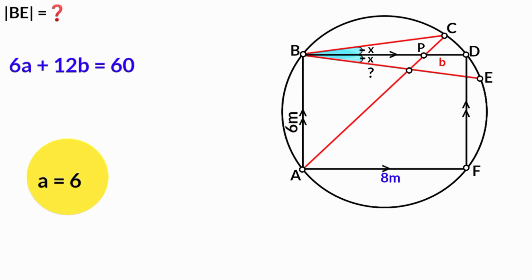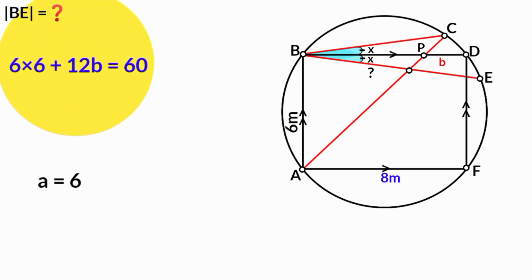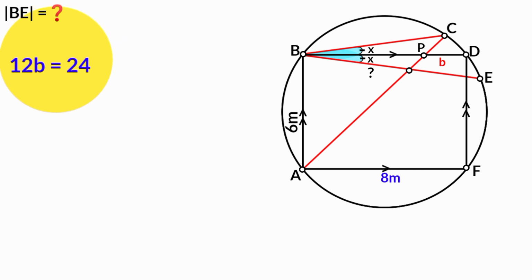Now substitute A equal to 6 into this equation here. 6 times 6 plus 12B equal to 60. 6 times 6 is 36. Take 36 to the right. So 12B equal to 60 minus 36, which is 24. So 12B equal to 24. This 24 is 12 times 2. This 12 here cancels this 12. So B equal to 2. That is, the length of this line DP is 2 meters.